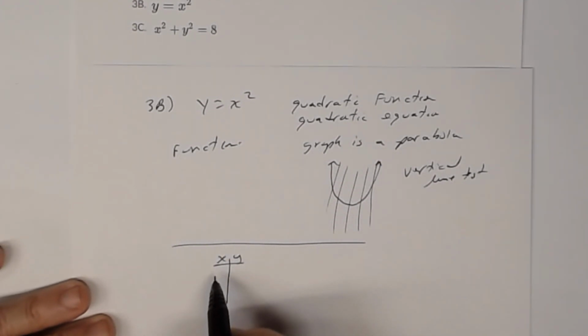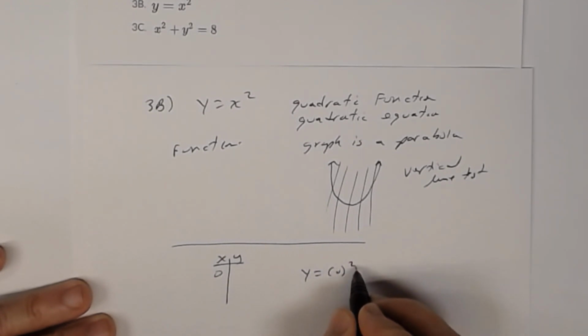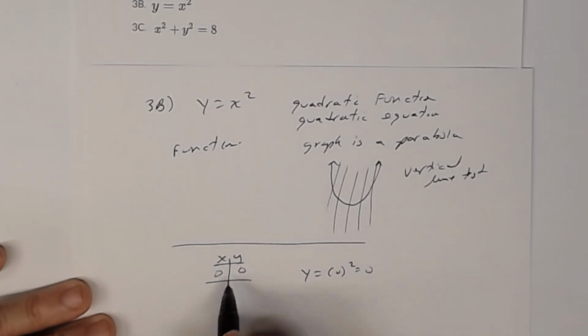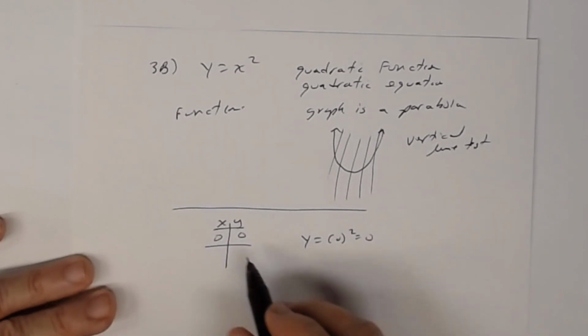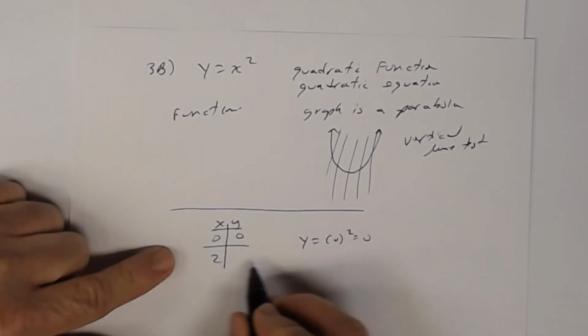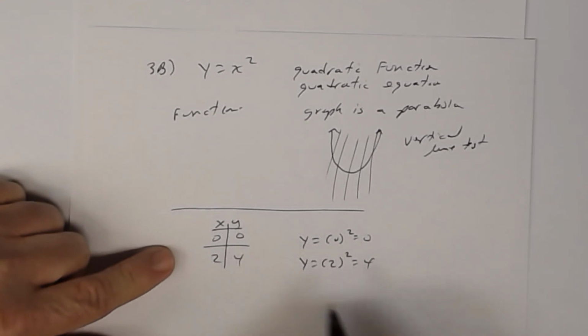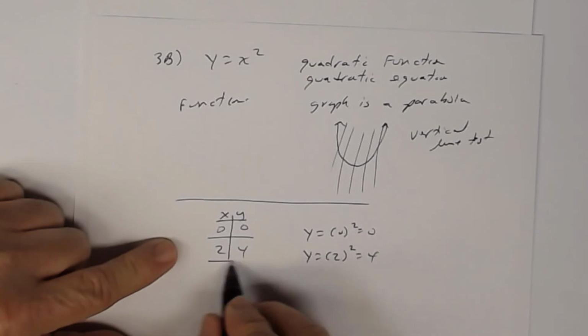for each x coordinate, there's got to be only one y coordinate for it to be a function. So let's do the same thing. If x is 0, I get y equals 0 squared, which is 0. So far we're good. When x is 0, y is 0. But you got to do a few more. You can't just look at one or two of them. When x is 2, I get y equals 2 squared, which is 4. Okay, so far we're good. When x is 2, y is 4.